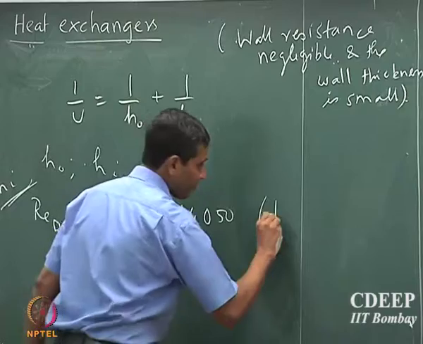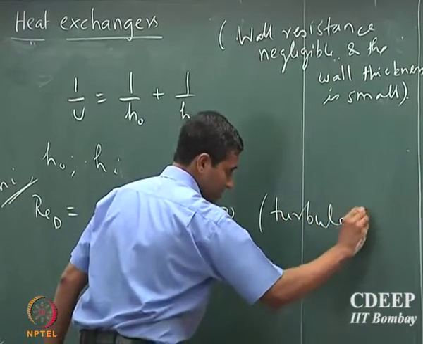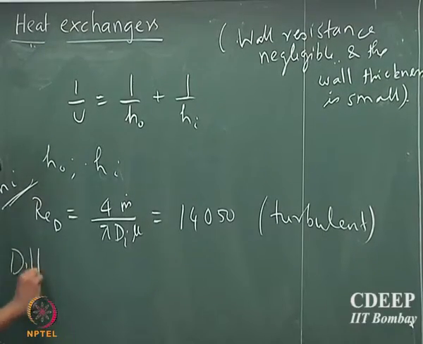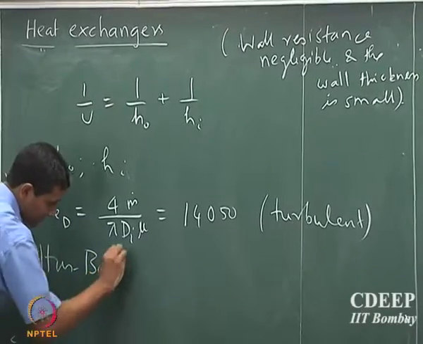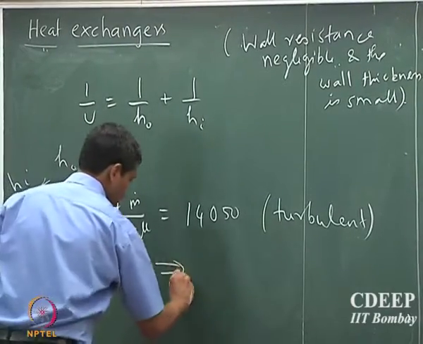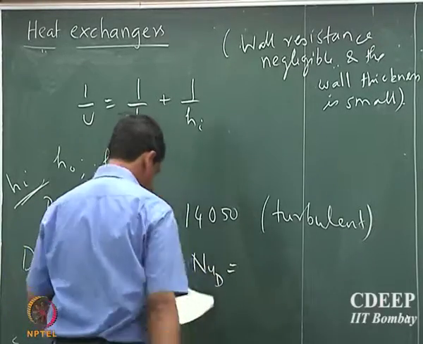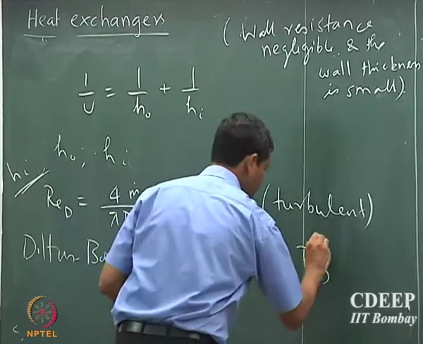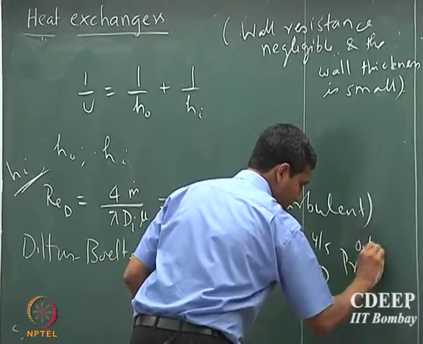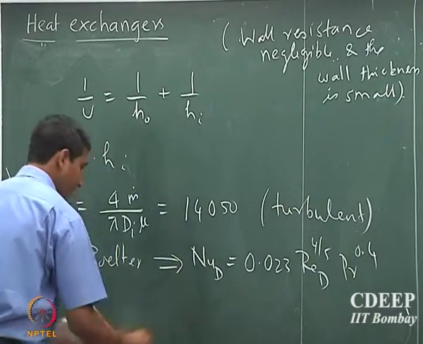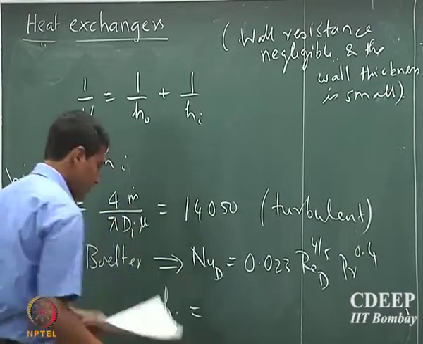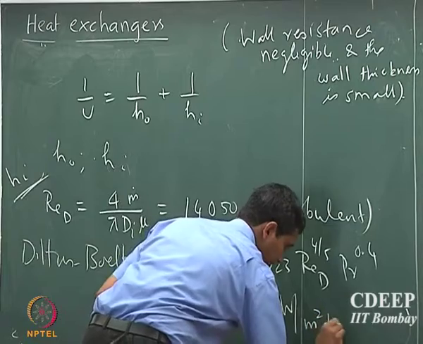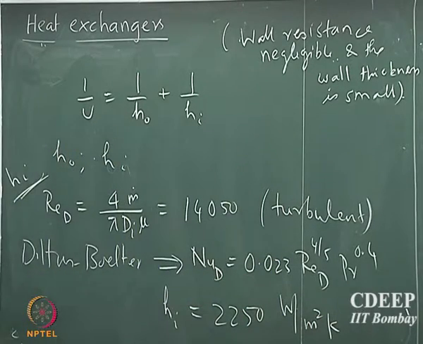So, clearly it is a turbulent flow. Which correlation should we use? Dittus-Boelter correlation. So, that is what you used in your lab. Use the Dittus-Boelter, and that is Nu D equals 0.023 Re D to the power of 4 by 5, Prandtl to the power of 0.4. So, from here we find out that the heat transport coefficient Hi is 2250 watt per meter square Kelvin.